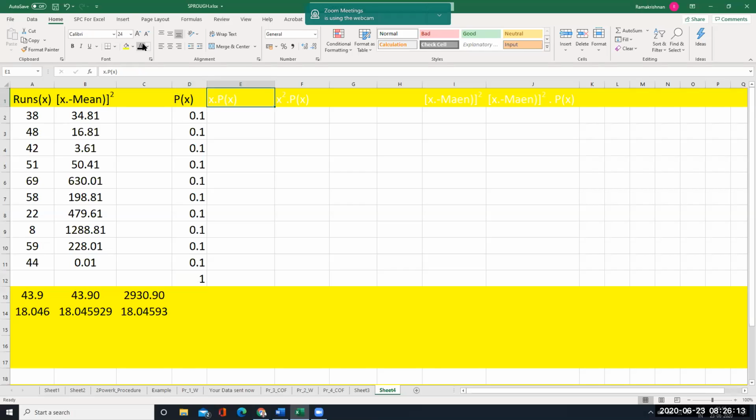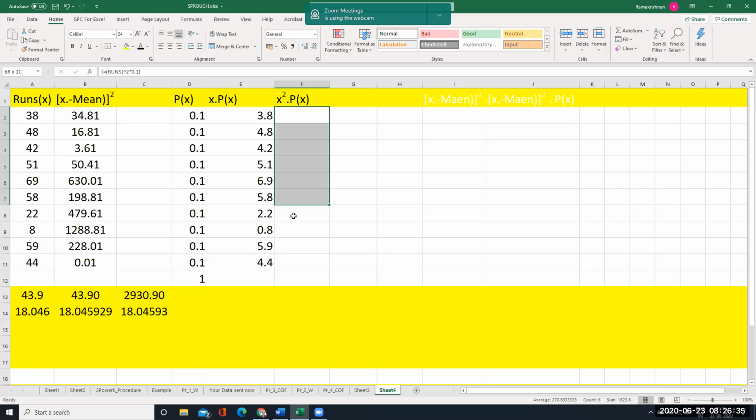Then I'll find the multiplication of probability into the run value. I've already put it here. 0.1 into 38 is 3.8. Then I'll multiply again by the runs, x squared px, that is xpx into runs. I have found that also. 3.8 into 38 is 144.4. That is x squared px. Now I'll try to find the sum.